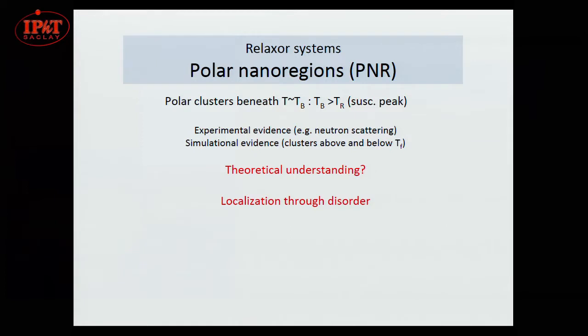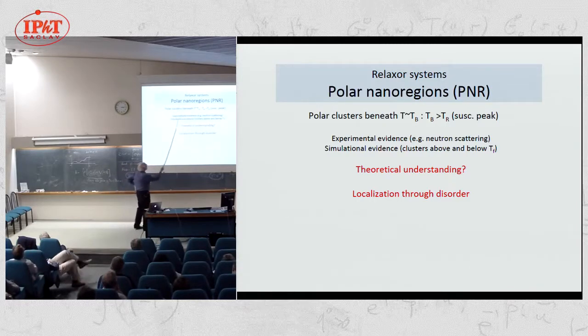Another interesting concept that comes out of people's work on relaxor systems is the idea of polar nanoregions. Their experiments show that beneath some temperature TB, which is higher than the one at that peak, there's experimental evidence and simulational evidence for clustering. They call them polar nanoregions. What about the theoretical understanding of them? And I will argue that it's localization through disorder.